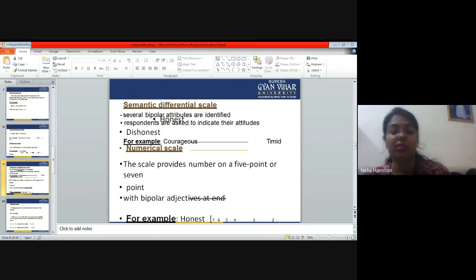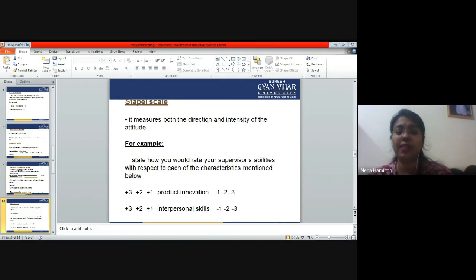You cannot choose both. So they are literally opposite of one another and you have to choose just one. Then we have numerical scale. Numerical scales means the scale provides numbers on a 5 point or 7 point scale with bipolar adjectives at the end. So I'll write honest and dishonest. If you are close to honest, you will mark 7, 6, 5, or 4. If you are close to dishonest, you will mark 3, 2, 1. So this is a scale that I have not seen much because it is very ambiguous. It is not that clear. We generally use the Likert scale whenever it is applied.